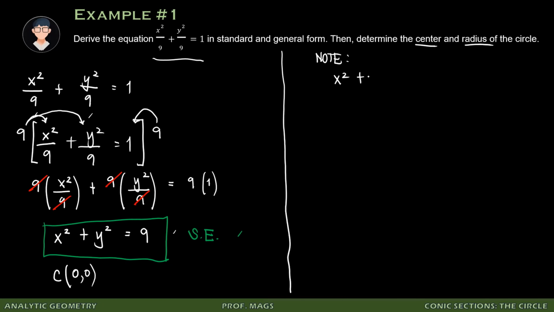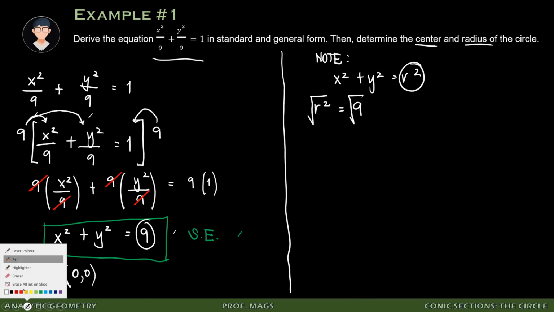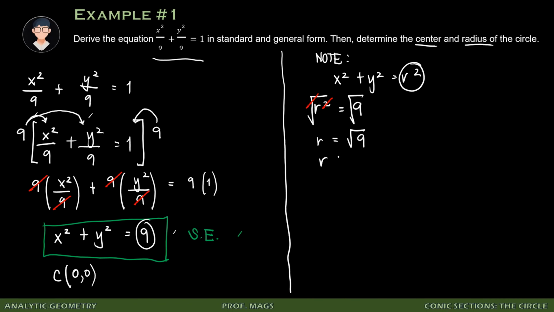x squared plus y squared is equal to r squared. So, itong 9, equal yan sa r squared. So, r squared is equal to 9. We square root both sides of the equation in order to remove this square right here dito sa r. So, makakancel yan. We will be left with r is equal to the square root of 9. So, r is equal to, the square root of 9 is 3.